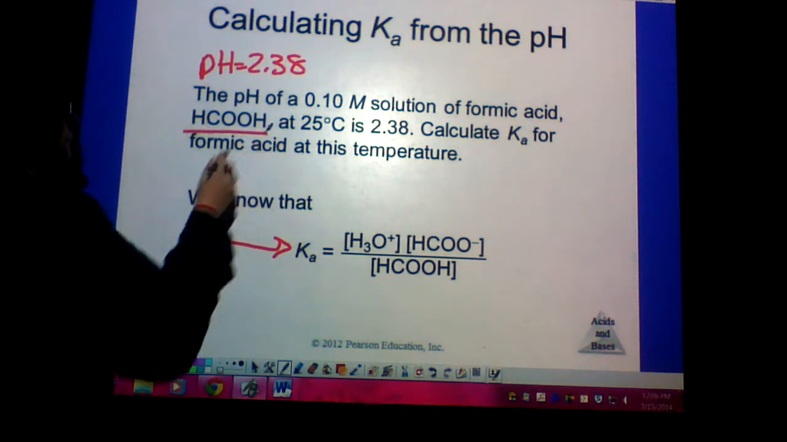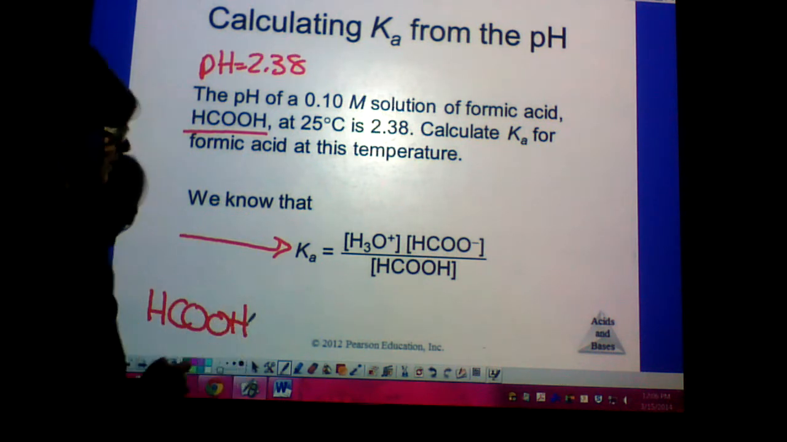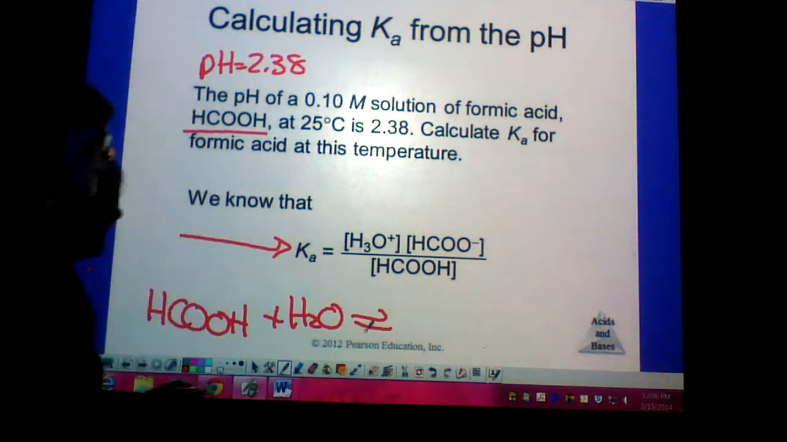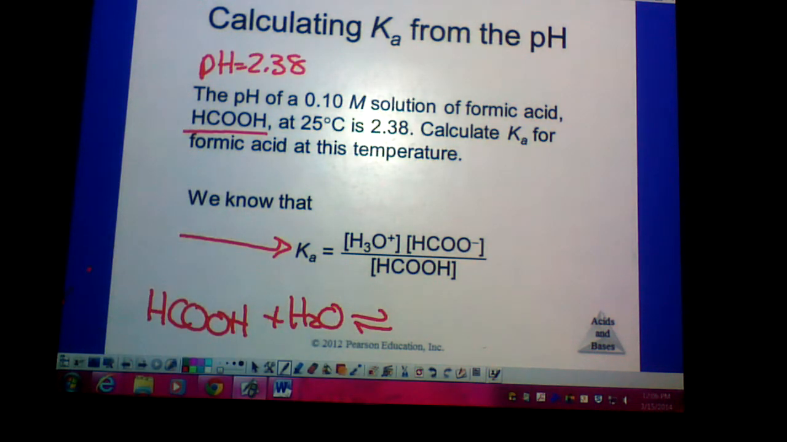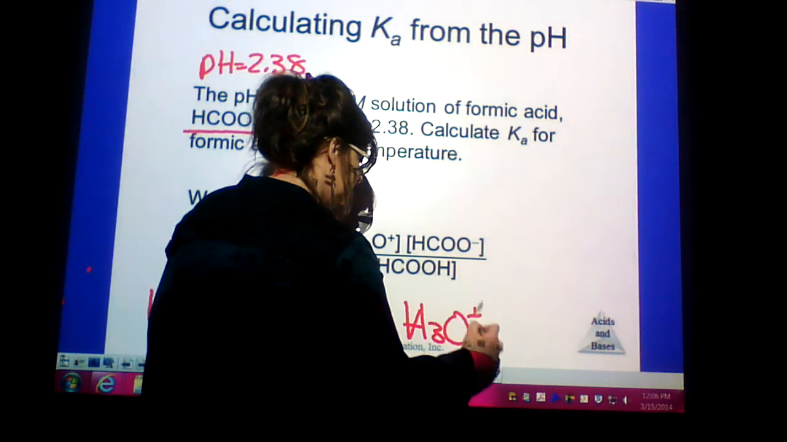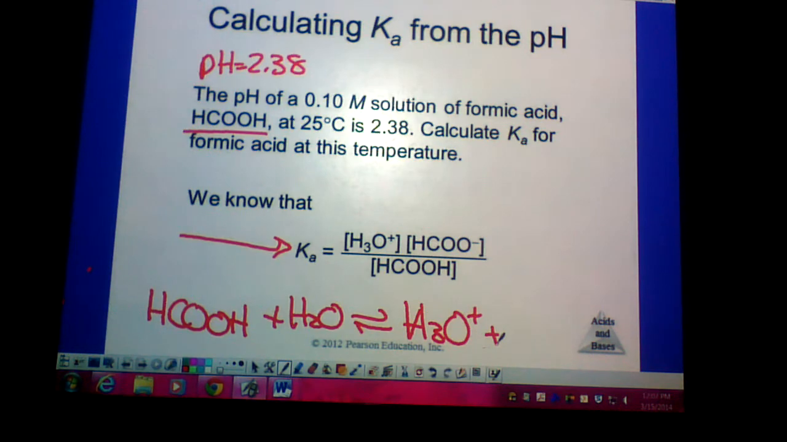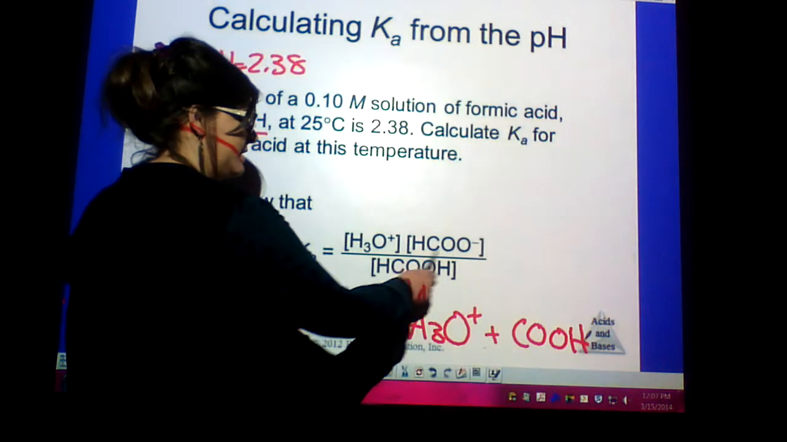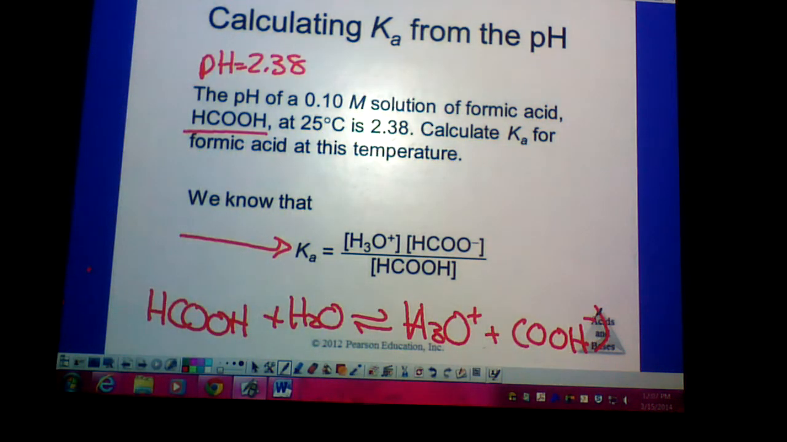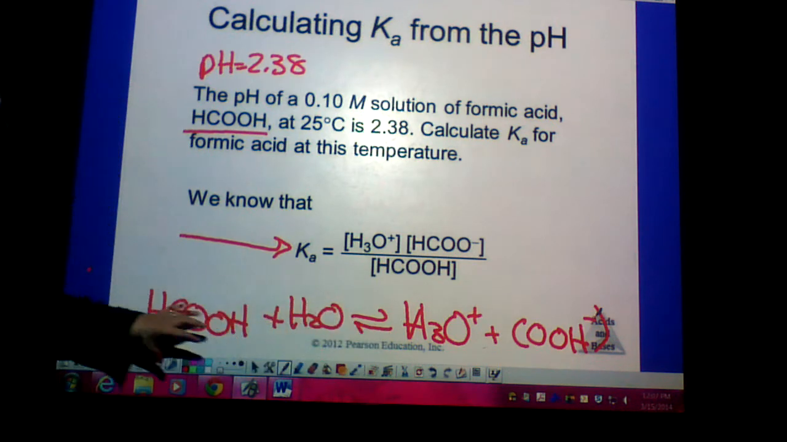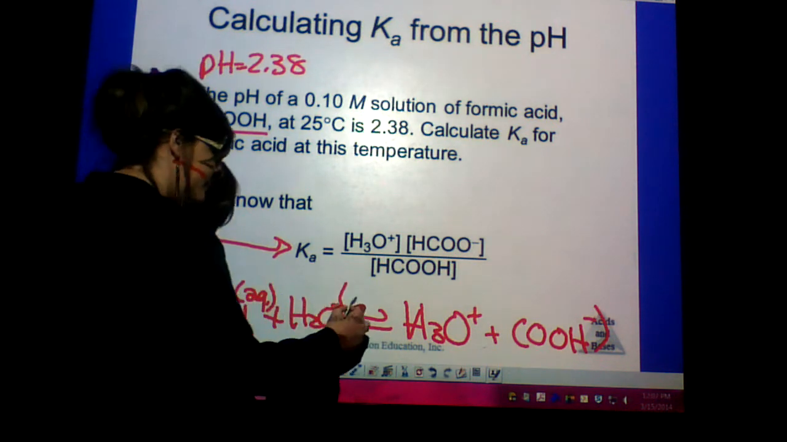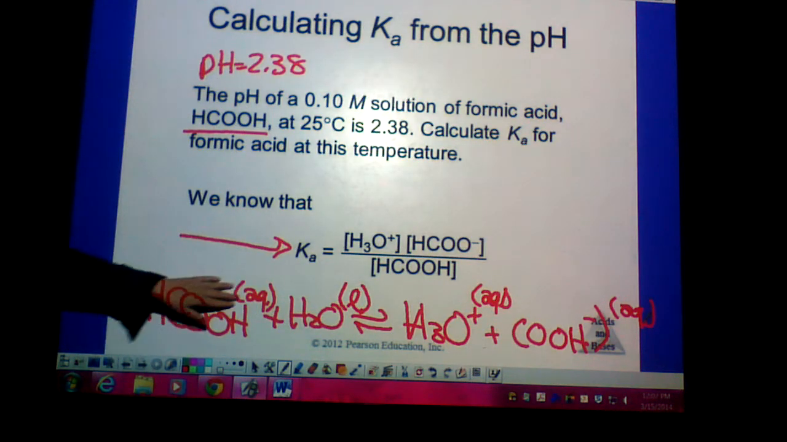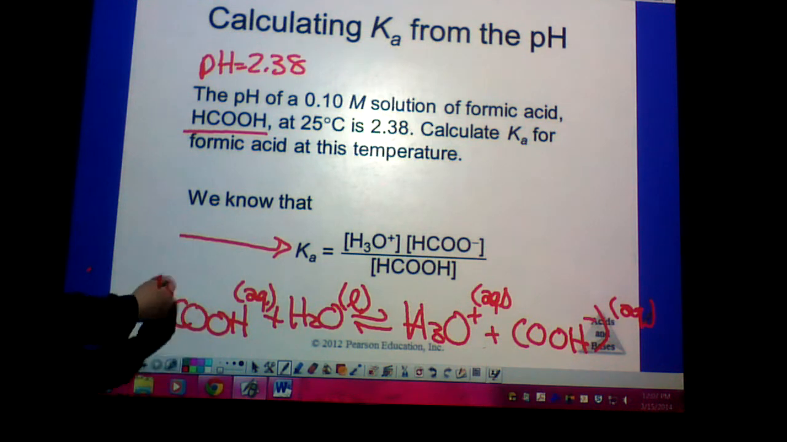So I have formic acid, HCOOH, and that formic acid is in water, so I'm going to say plus H2O. And that's going to dissociate into H3O plus, hydronium ion, and HCOO minus. Or we could say COOH, whichever one. They wrote it as HCOO, but it doesn't matter either way. Now that I have written my reaction, I know that this is aqueous; water is a liquid, and if they're ions, they have to be in aqueous form. I know that this is aqueous because acids are dissolved in water.